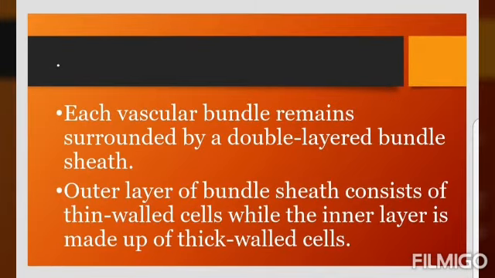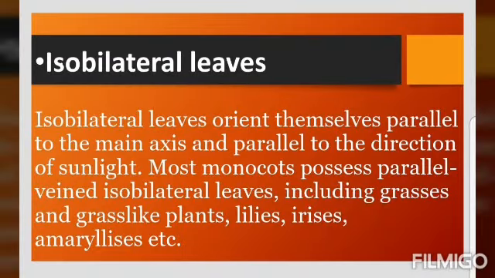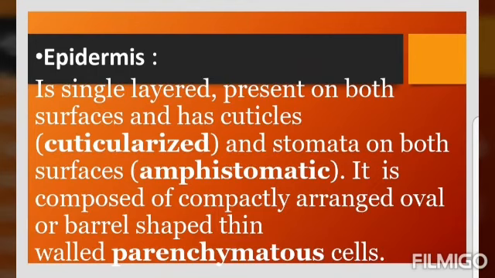Vascular system includes vascular bundles, which can be seen in the veins and the midribs. The vascular bundles are surrounded by a layer of thick-walled bundle sheath cells. Let's talk about the isobilateral monocotyledonous leaf. The anatomy of isobilateral leaf is similar to that of the dorsiventral dicot leaf in many ways.